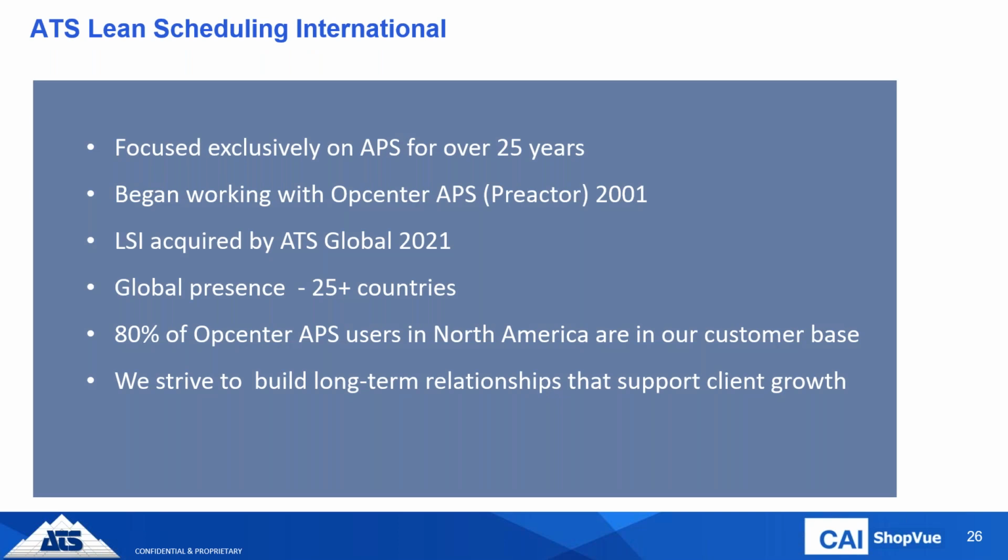All right, so just real quickly, our company, ATS Lean Scheduling International, APS is what we do. We are focused on advanced planning and scheduling and have been for over 25 years. We did start working with Op Center APS. At the time, the product was known as Preactor, but it's essentially the same product today, Op Center APS, only much more mature. But we started with that in 2001.